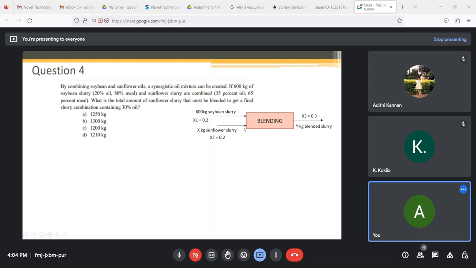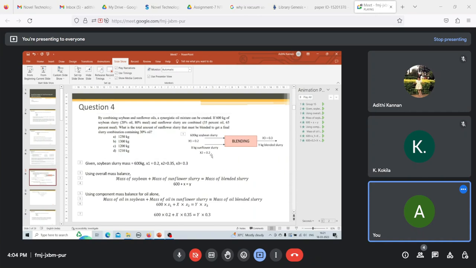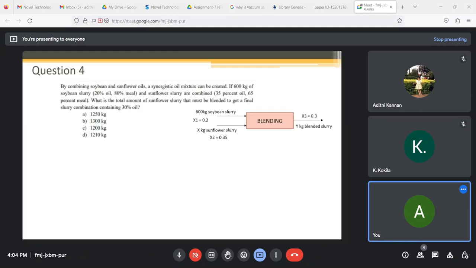And then you have sunflower slurry also coming in. So let's say that is x kg of sunflower slurry. We don't know the total amount of slurry. That is something that we need to calculate. So x kg of sunflower slurry. Sorry, x2 is the amount of oil present in the sunflower slurry, which is around 35%. So x2 is 0.35.